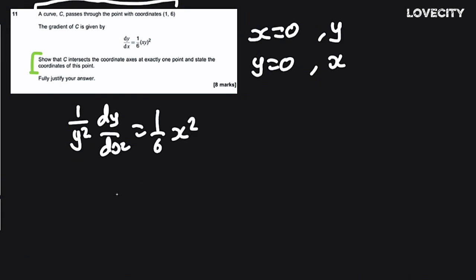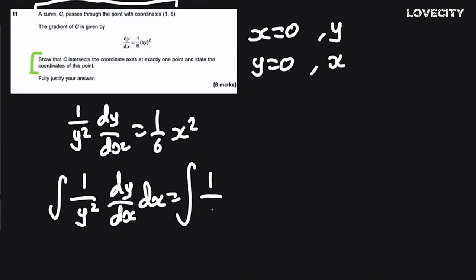So first of all, it's a separable differential equation. So I need to bring everything that's on the top of the derivative to the side of the derivative. So dy, so I need to bring all the y's to the left side by multiplication. So I'm going to multiply by 1 over y squared, or in other words, divide by y squared. That gives me this. Next, I'm going to integrate both sides with respect to x. So we get the integral of 1 over y squared, dy/dx, dx equals the integral of 1 over 6 x squared dx.